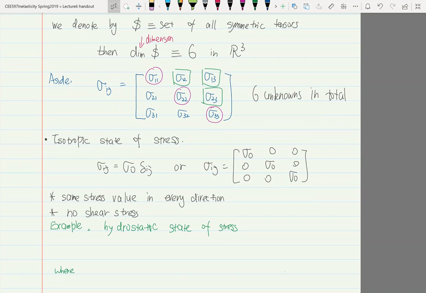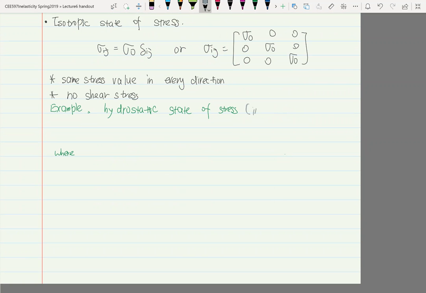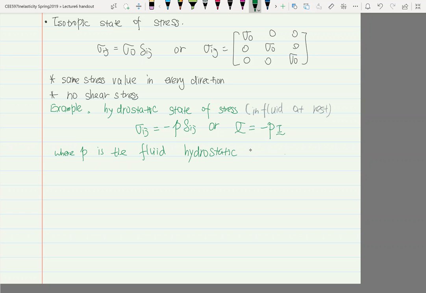The example for this particular state is the hydrostatic state of stress. It is usually used in fluid mechanics to represent a fluid at rest. Then it is in the hydrostatic state, and that is why it is called that. The definition is the same as the isotropic state, except that we give the constant a specific name, P, and this P is the fluid hydrostatic pressure.